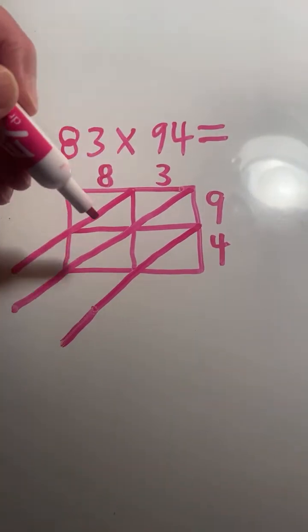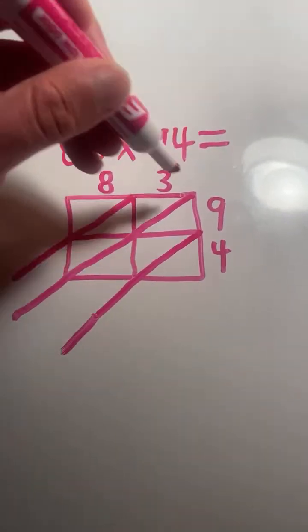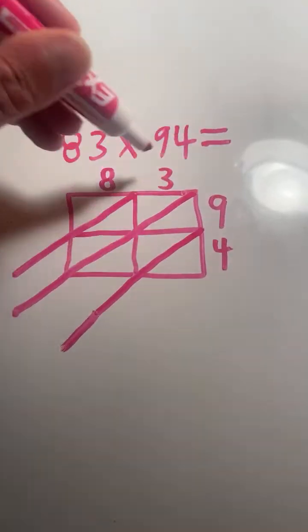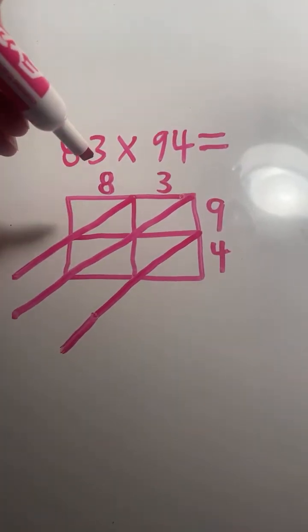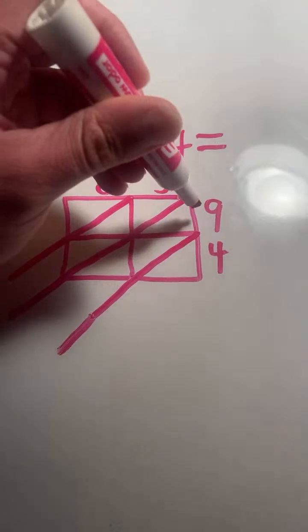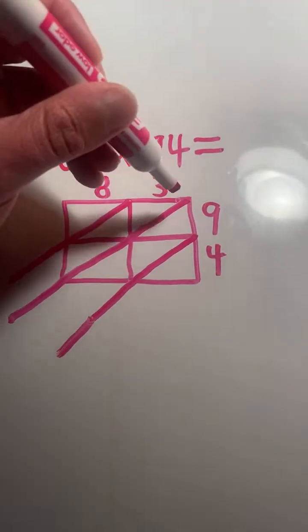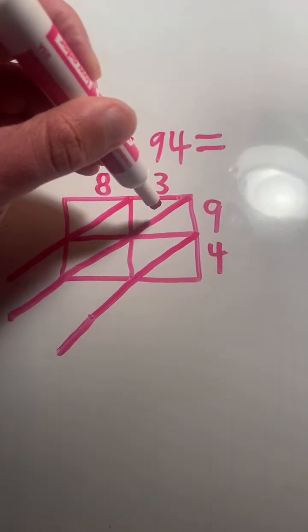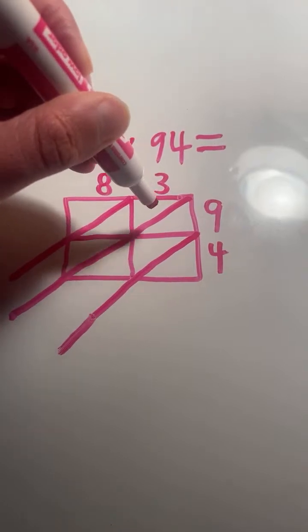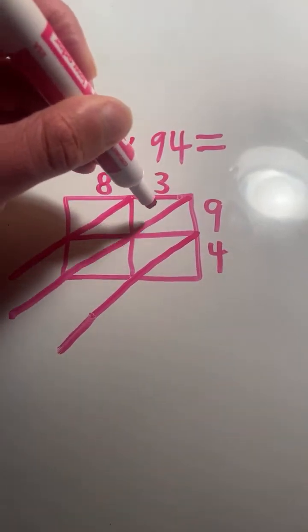So we have our Lattice method model here. Think of this as a bunch of separate one-digit problems. We're going to multiply digit by digit. We're going to start by multiplying 3 times 9. The answer to 3 times 9 is going to go in the top square here, but the digits within the answer are going to go in each triangle.